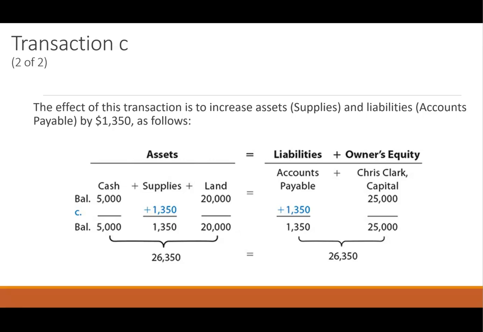Another way we call it is a future sacrifice. So we got the benefit of the supplies, but we owe $1,350 to the vendor. So we owe this money, which means we have to sacrifice something in the future, which is what we call a liability. But do you see now our assets of $26,350 equal our liabilities of $1,350 plus our owner's equity of $25,000? Do we balance? We still balance.